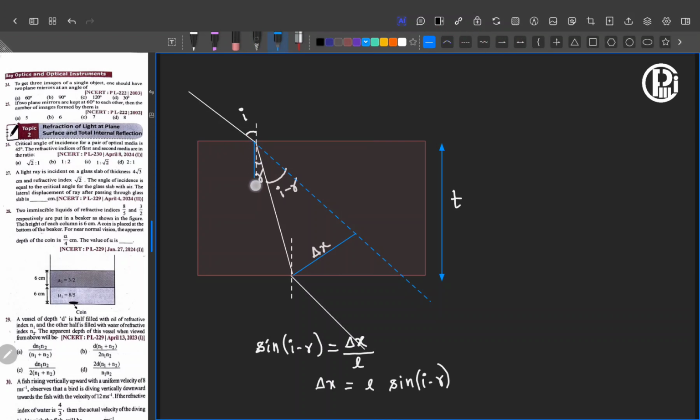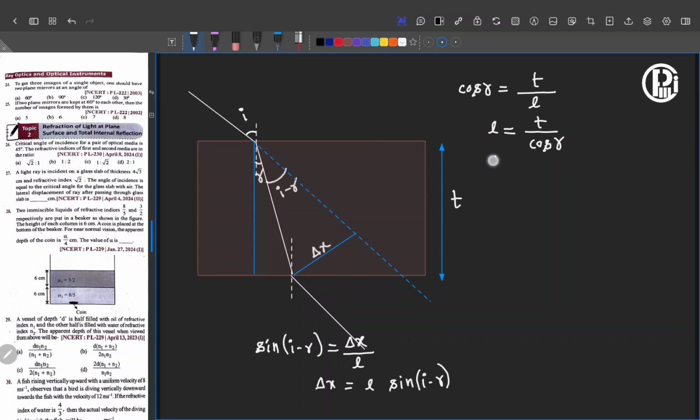Again, if I extend this one like this, that is nothing but the thickness. From this right angle triangle I can write cos r equals adjacent side by hypotenuse. The adjacent side is the thickness of the glass slab T, and the hypotenuse is L. Therefore L is equal to T by cos r.